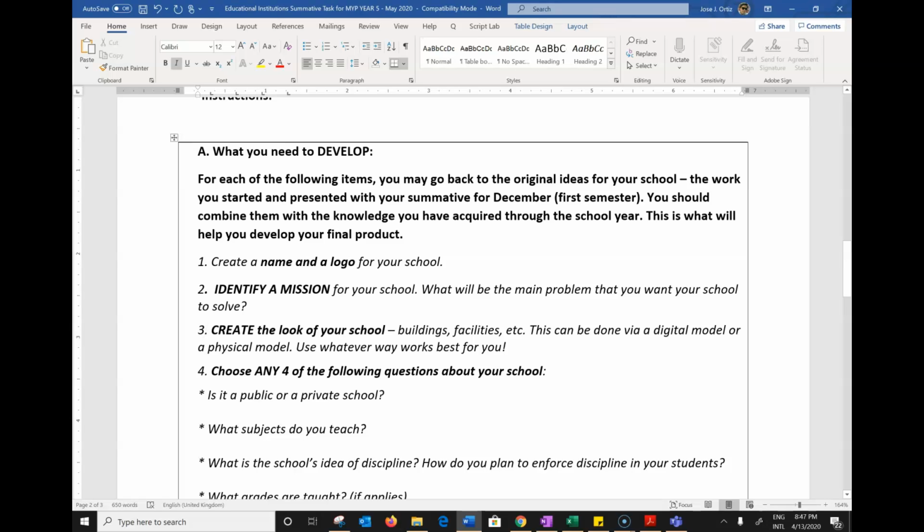Number three, creating the look of your school, buildings, facilities, etc. You can do this through a digital model. For this, you can work on Minecraft or Sculptris or Paint 3D or Tinkercad, whatever software you're comfortable with. As long as you're happy doing it, that's fine.